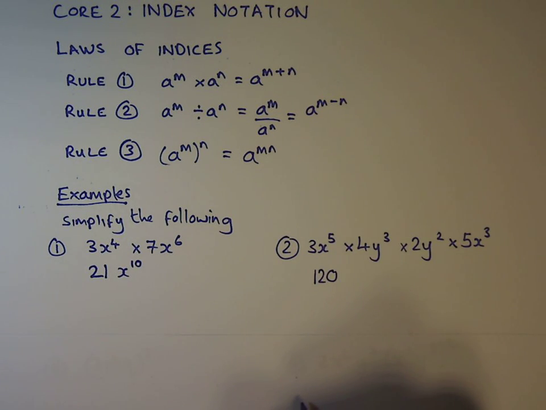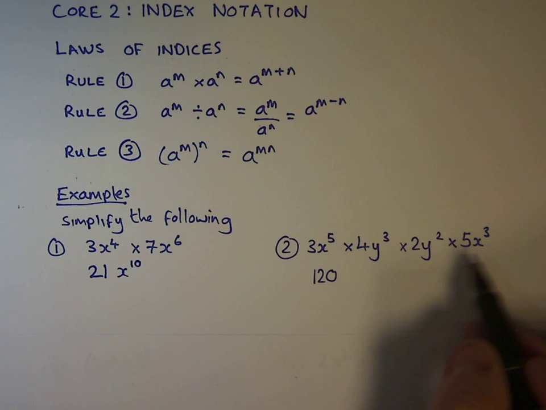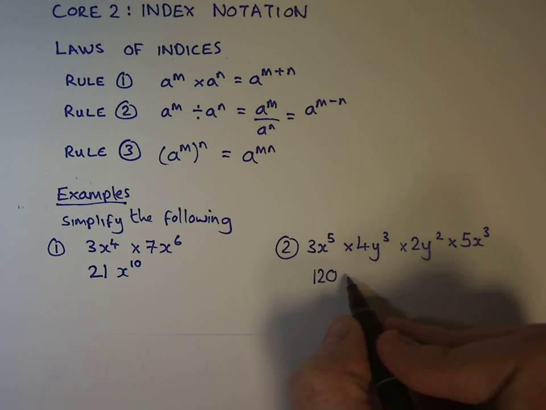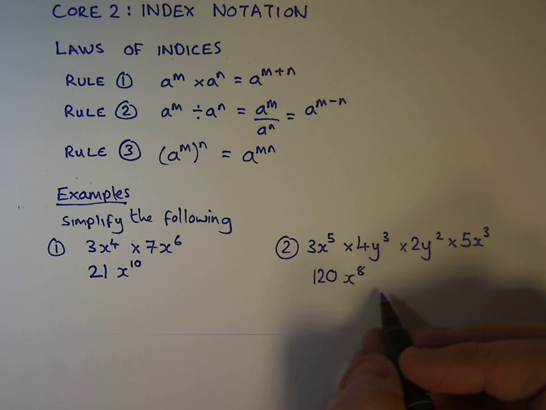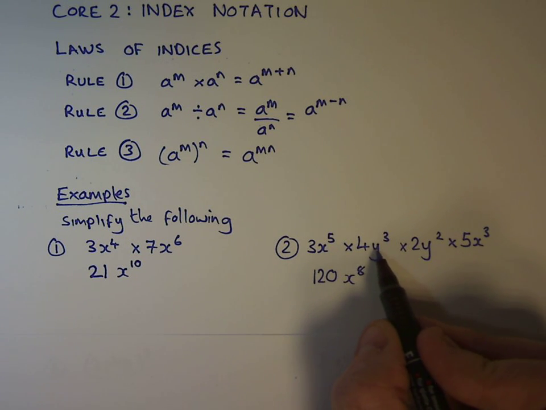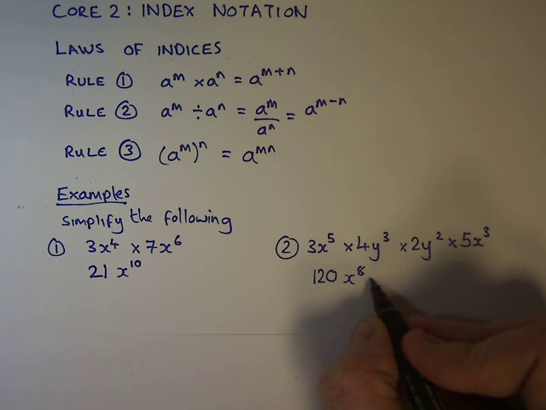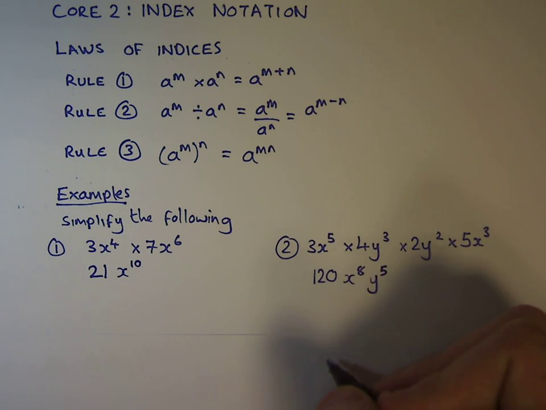Then deal with the x's. We've got x to the 5 and x cubed. Add the powers, 5 plus 3, and you get 8. Now deal with the y's. y cubed and y squared. Add the powers, 3 plus 2 is 5. y to the 5.